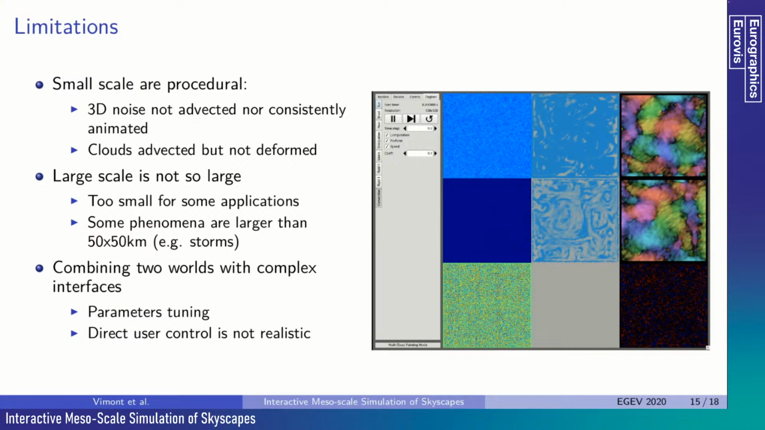The user can paint directly on the grid through this interface, adding temperature, moisture, and velocity where needed, but this kind of breaks the consistency of the weather.